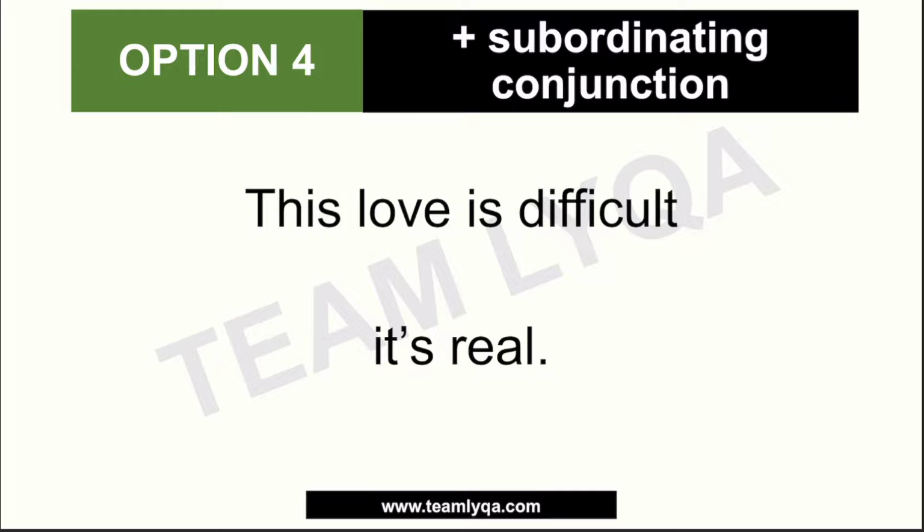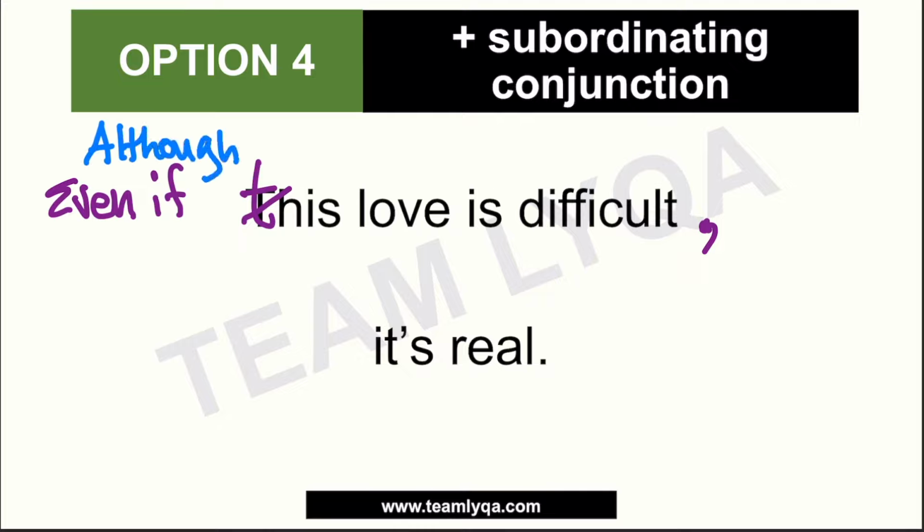If you have this example right here, option number 4, this love is difficult, it's real, okay? Pwede natin siya lagyan ng lead na even if this love, so small letter na siya, even if this love is difficult, comma, it's real. Okay? Or pwede rin although this love is difficult, it's real. At dahil ganyan na siya, at itong part na to now doesn't form a complete sentence kasi ang although love is difficult is not a sentence, pwede na siyang magstay as that. Okay? Isang sentence na lang siya. Okay? So again, pwede mo rin gawin yung magdagdag na subordinating conjunction before the sentence.